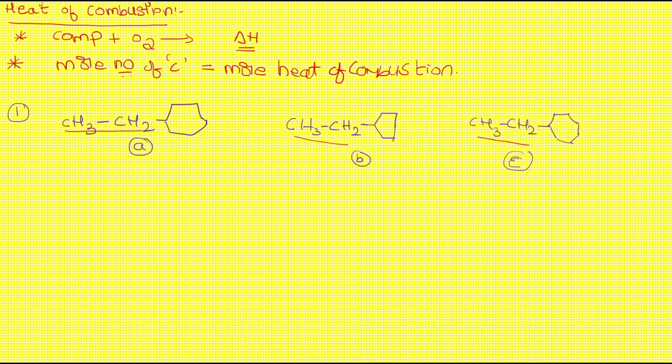So here approximately there are 6, here approximately 5 carbon atoms, here approximately 1, 2, 3, 4, 5, 6, 7, 8 carbon atoms. So more number of carbon atoms, more heat of combustion. Obviously, C will have more carbon atoms, so more combustion will be C, then A, then B. In this way, by observing the number of carbon atoms, we decide which compound will have more heat of combustion.